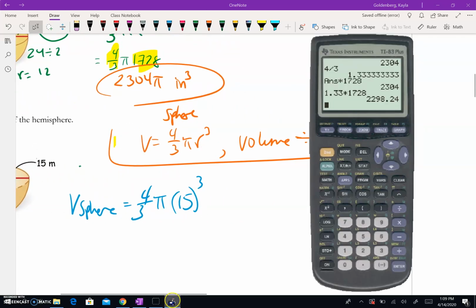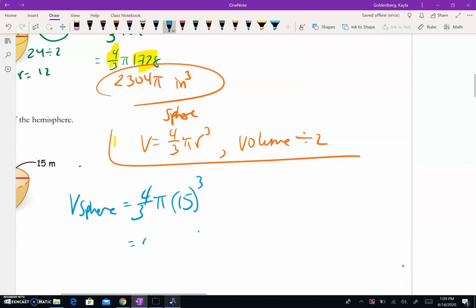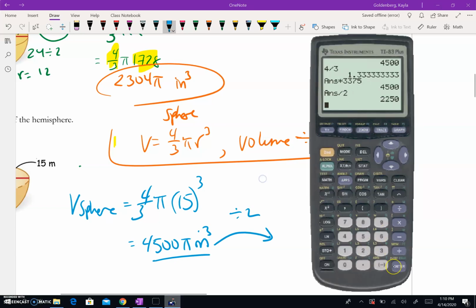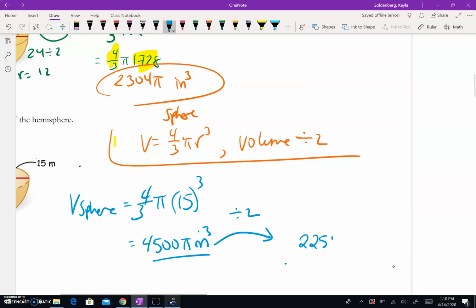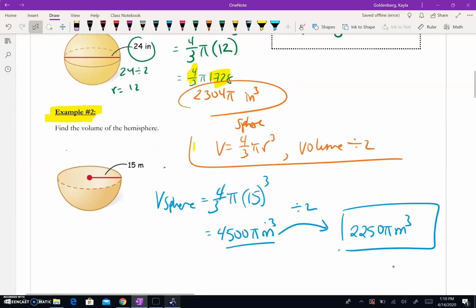So here on the side, I'm going to pull up my calculator. I'm going to do 15 cubed, and then I'm going to do that times, in parentheses, 4/3. Remember, your other option is to do 4 divided by 3 times, what was 15 cubed? It was 3375. And you'll get the same thing, 4,500. So it's going to be 4,500 pi meters cubed. And then I want to divide by 2 because I want just the hemisphere, right? So it would be 2250. Still have the pi, and it's still meters cubed because we're measuring our volume.